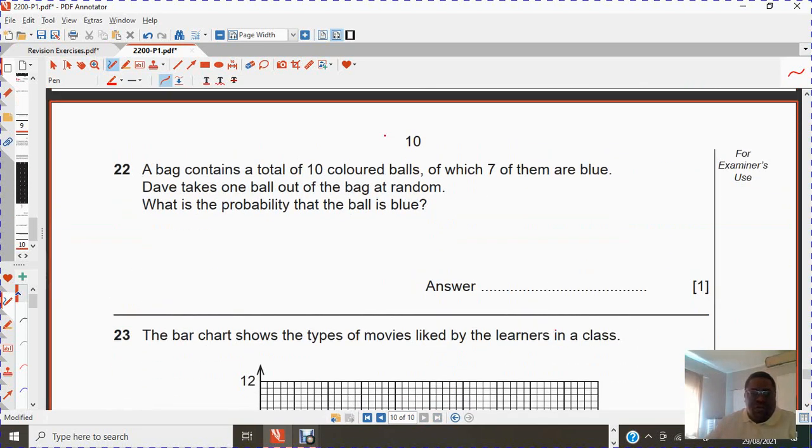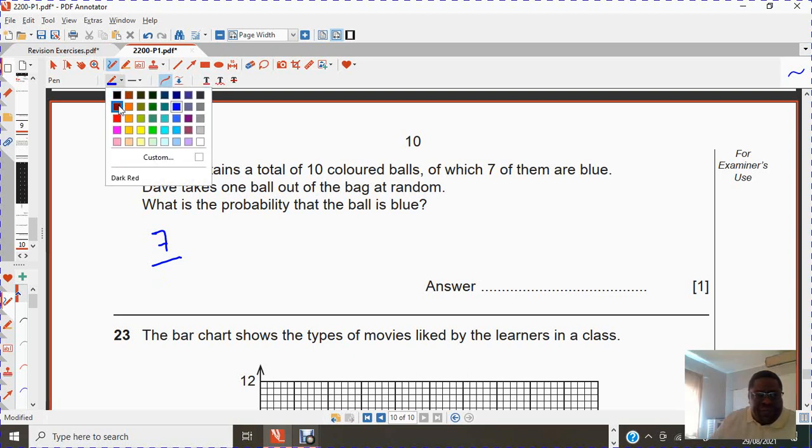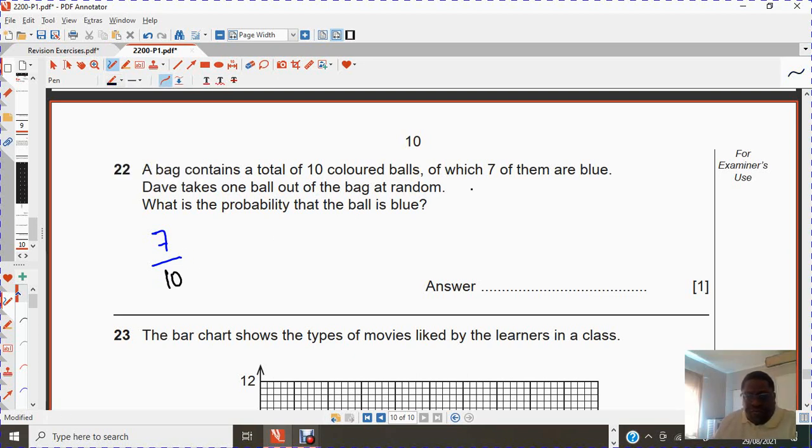So we get to question 22, and a little bit of probability. A bag contains a total of 10 colored balls, of which 7 are blue. So 7 out of the 10 are blue. Dave takes 1 out of the bag at random. What is the probability that it's blue? Well, you can have it as 7 over 10. That's it. There's nothing there. No need to write it as a percentage.